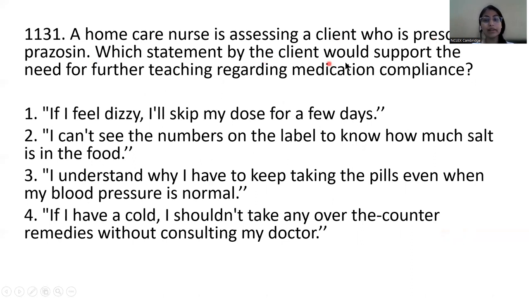Which statement by the client would support the need for further teaching regarding medication compliance? Okay, so the patient is taking prazosin. Prazosin is an antihypertensive drug. It is given to patients with high BP. So now we are assessing what teaching the client needs, depending on which of the following sentences he says. From the following options we can analyze that further teaching is needed for the client.